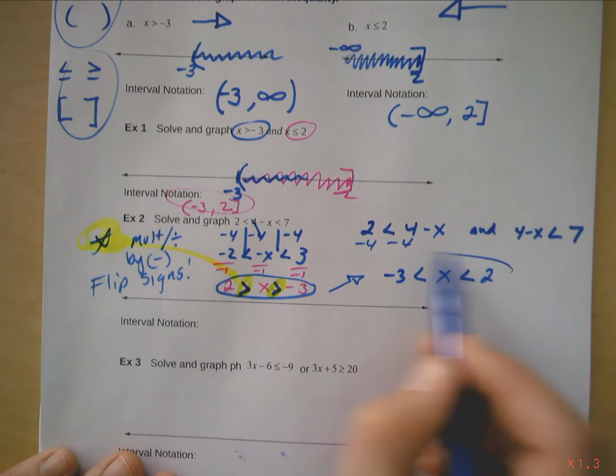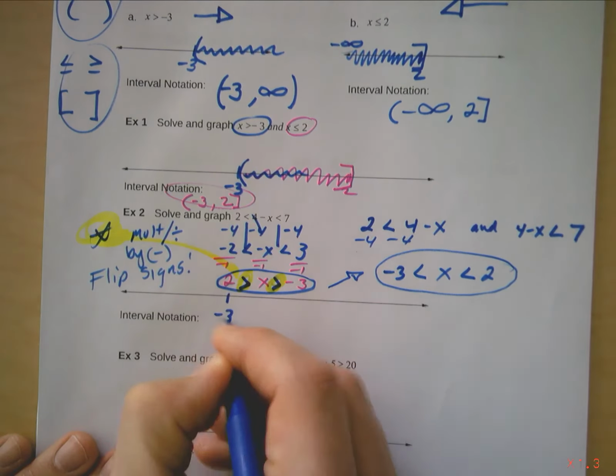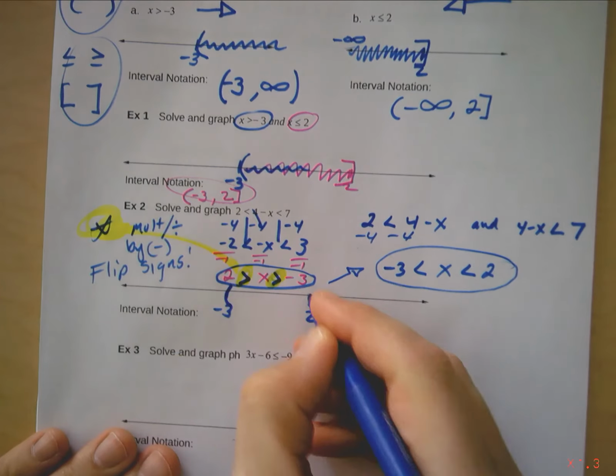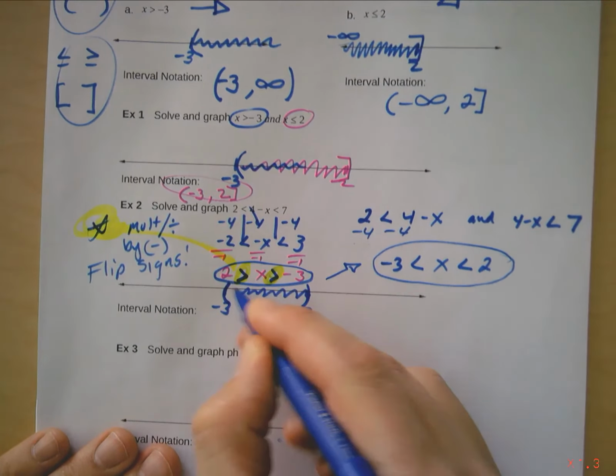So the final answer is this. This is an and, so here's negative 3 and here's 2. Ands are shaded in between. So thumbs in: they're going to shade towards each other. It's going to be a parenthesis because they're not equal to, and they're shaded in between negative 3 and 2.